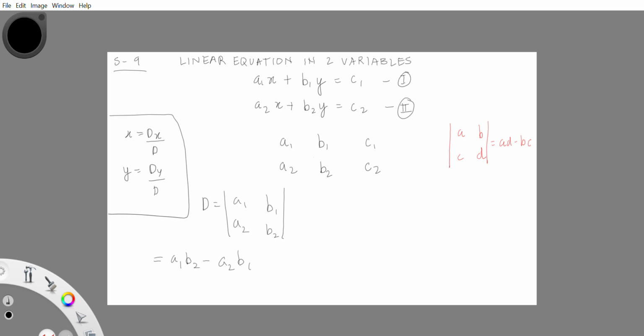Now what is the value of dx? For dx, as we can see, a1 and a2 are the coefficients of x. So in order to get the determinant dx, instead of hiding c1, c2, we eliminate this column. Once we eliminate this column, remember our determinant was still here. Now if this goes away, that means nothing is in there. So what happens is c1, c2 comes in place of a1, a2.